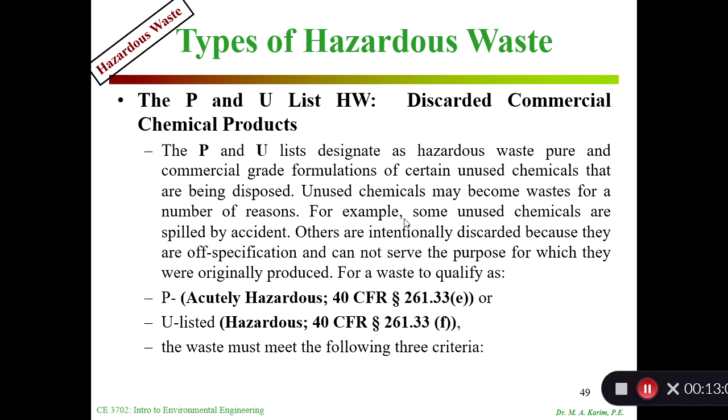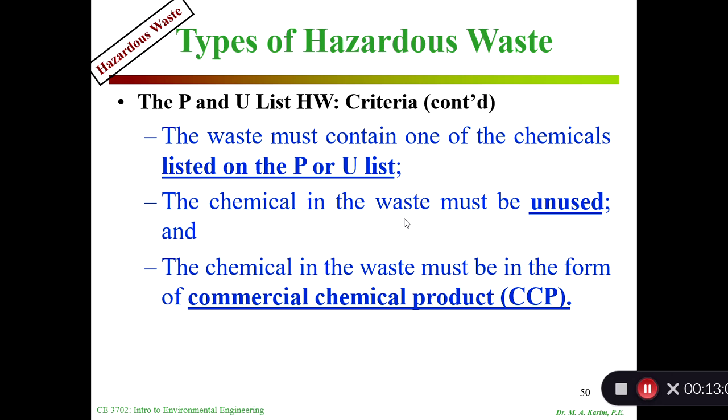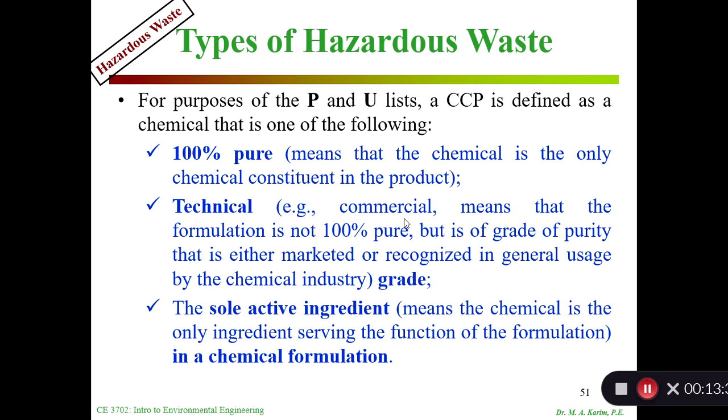The waste must meet the following 3 criteria to be on the P and U lists. The first criterion is that the waste must contain one of the chemicals listed on the P and U lists. Number 2, the chemical in the waste must be unused. And number 3, the chemical in the waste must be in the form of a commercial chemical product, CCP. Here is the meaning of CCP: 100% pure, a technical grade, and the sole active ingredient in a chemical formulation. So if it meets these requirements, then it would be considered a CCP.